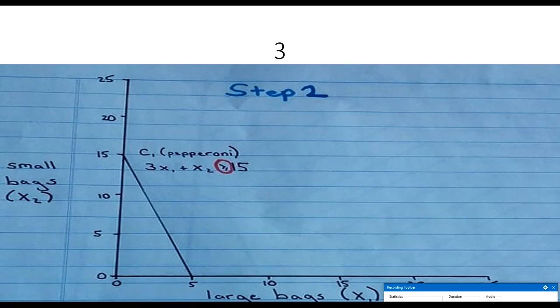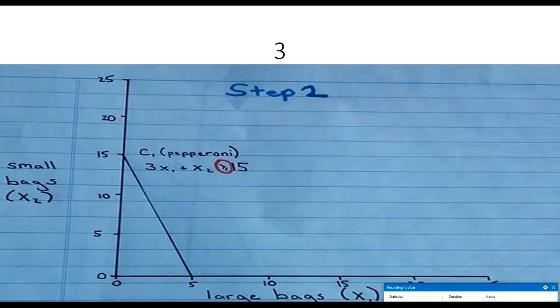This line represents everywhere where we are using 15 kilograms of pepperoni. If we buy 5 large bags, we have 15 kilograms of pepperoni. If we buy 15 small bags and no large bags, we have 15 kilograms of pepperoni. If we buy 10 and approximately 2, we will still have 15 kilograms of pepperoni. Every point on this line provides us with 15 kilograms of pepperoni.